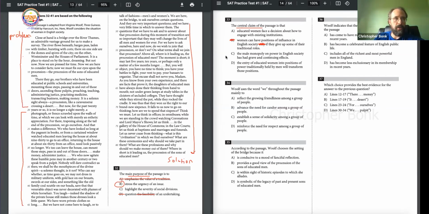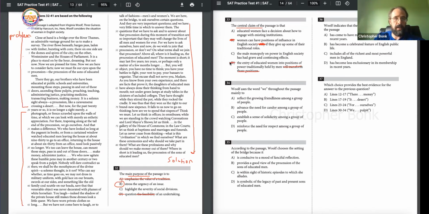Our last one, the entry of educated women into positions of power traditionally held by men. So far, everything works, will transform those positions. Now, this part right here, that part's the flaw because she doesn't say the positions will have to change, that there's going to be any accommodations to have new people in them. It'll just simply be that new people have opportunities. Positions are staying the same. Who is in them is changing.